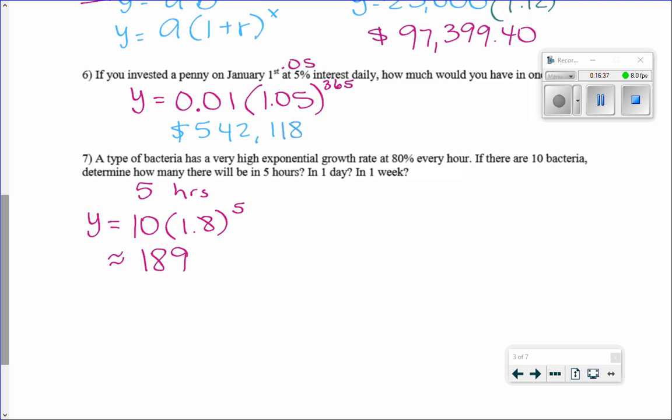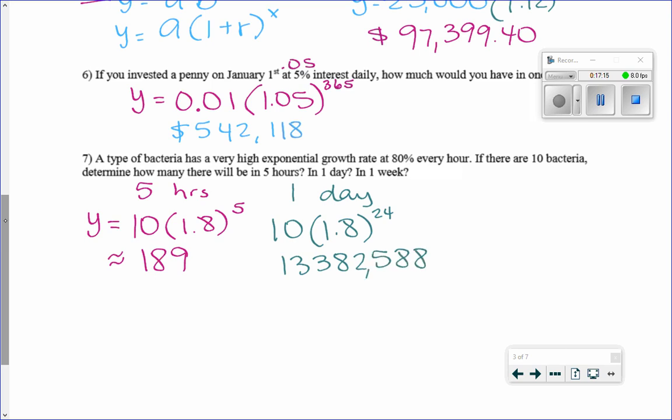All right, what about a day? 10 times 1.8. What would our exponent be for a day? 24, because there's 24 hours in a day. So remember, there's a shortcut on your calculator, a copy and paste feature, where if you push the up arrow, scroll up so that the problem's highlighted, you could just push enter and it copies it. And you could just change the exponent. This one's going to be a really large number. Some of your calculators might have E on this one, but it's about 13,382,588.